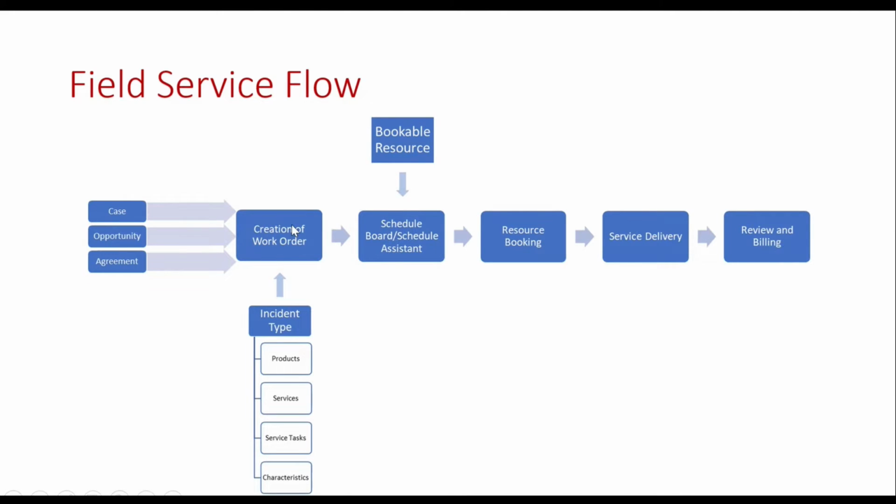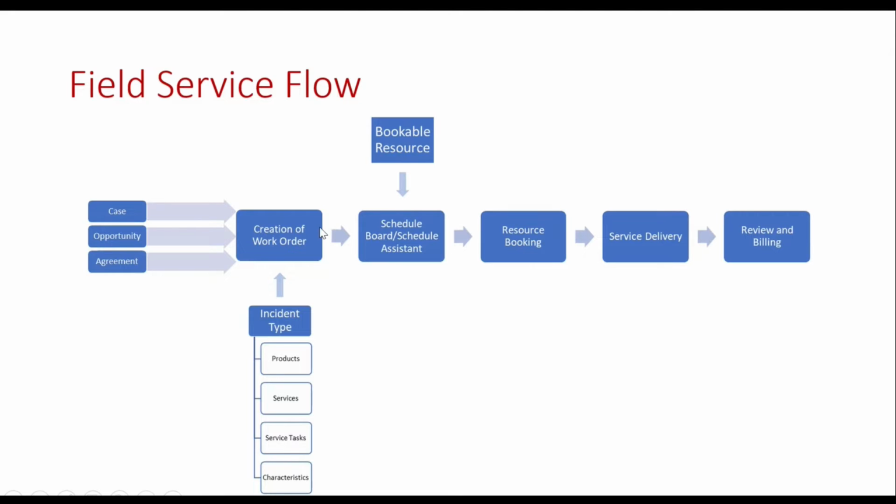And then once the work order is having all the information, then we'll be using something called schedule board or schedule assistant. From here we will be assigning this work order to any bookable resource. This bookable resource is nothing but a field service agent. So those people only will be going to customer location, and they will be analyzing the issue and fixing the issue at the customer location. So using schedule board, we will be assigning this work order to any bookable resource.